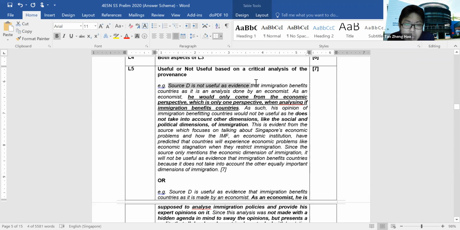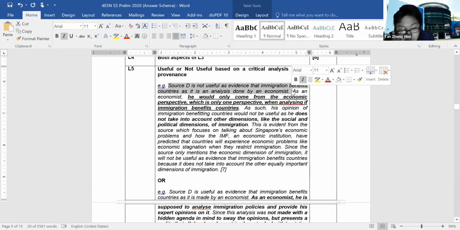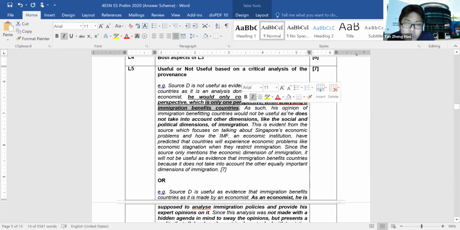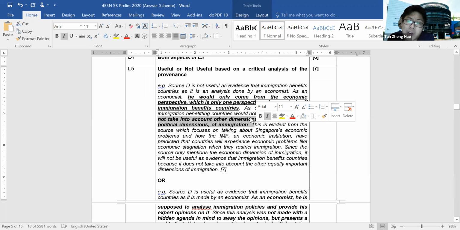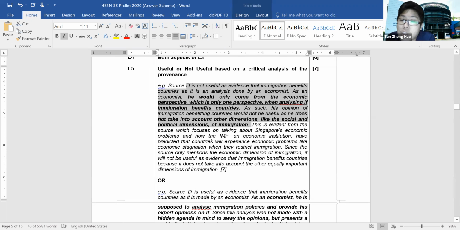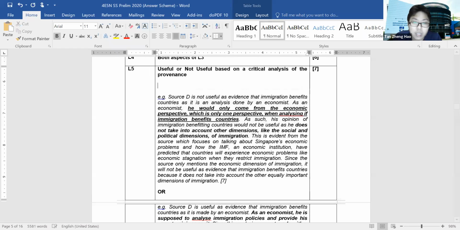Source D is not useful as evidence that immigration benefits the country, as it is an analysis done by economists. So why is the economist's analysis not useful? Let's read on. As an economist, he only comes from the economic perspective, which is only one perspective when analyzing immigration benefits. As such, his opinion would not be useful as it does not take into account other dimensions like the social and political dimensions. Which is what we mentioned just now in Source C, that they don't integrate well. The economist doesn't mention this. So this person is saying Source D is not saying enough. It is not a useful source. It's limited, not saying enough.